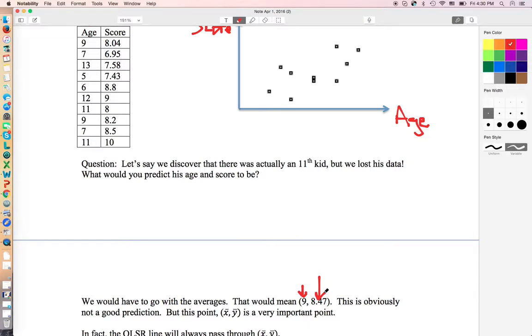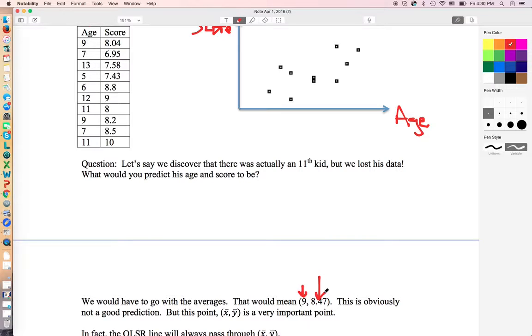So like if my life depended on it, if I had to put money on it, my guess for his test score would be 8.47. This is probably not right. It's not a good prediction. I mean, there's a lot of possibilities for what the kid's age could be. There's even more for what his score could be. We just took what was typical, but that kid might not be typical.